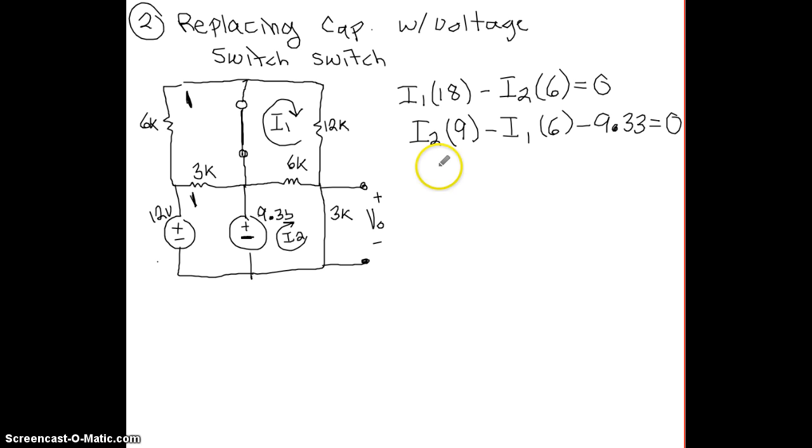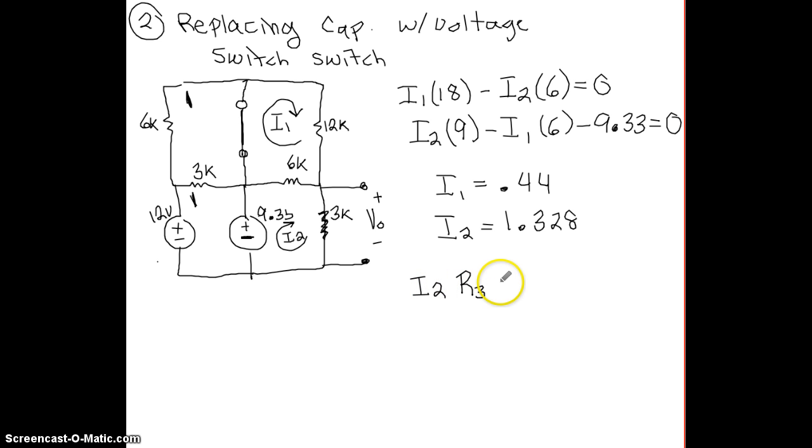So when we go ahead and solve these, we're going to get I1 is equal to 0.44. We don't really need that one, so we don't really have to solve for it. And we have I2 is equal to 1.328. So now we can see that the voltage VO is actually the current I2 going through the resistor right here that I forgot to draw, the resistor of 3K. So what we do is 1.328 times that resistor, and we are going to get the voltage of 4.14.